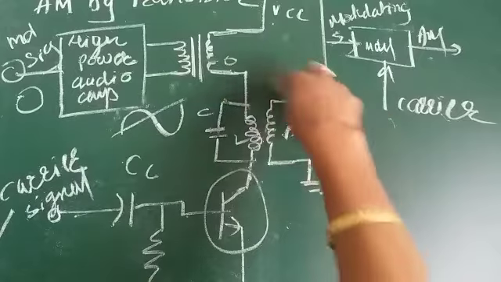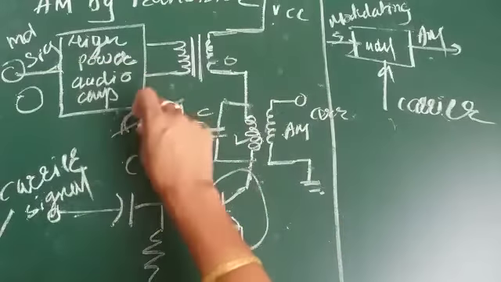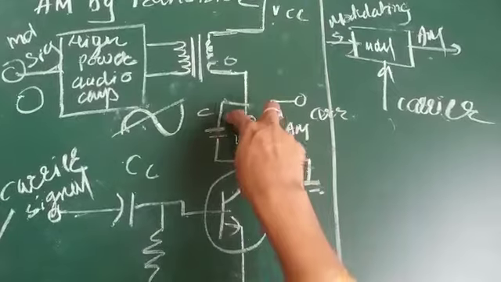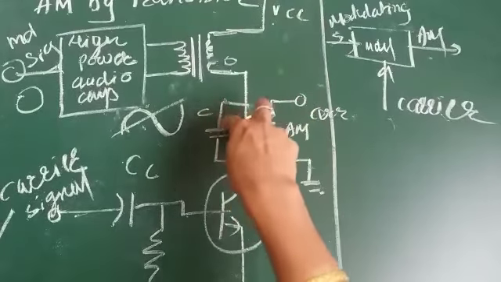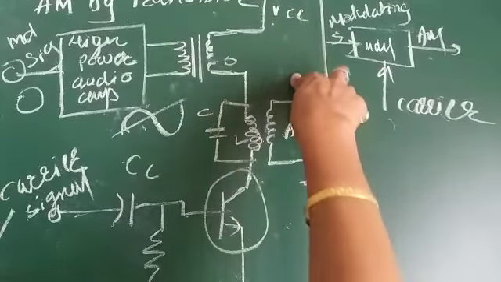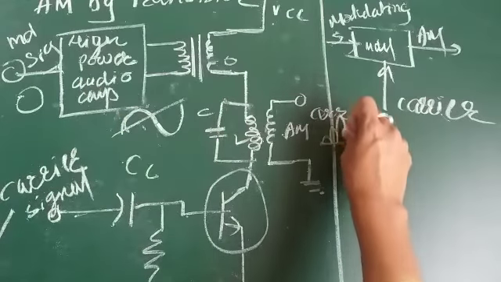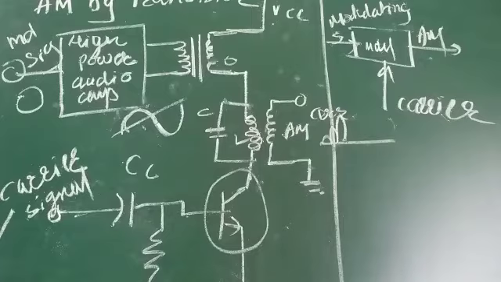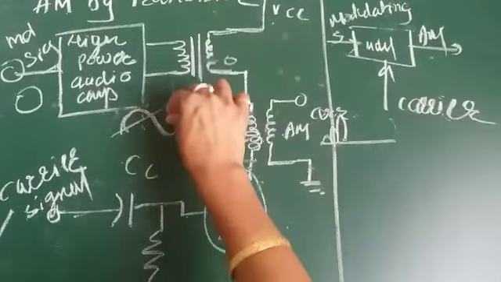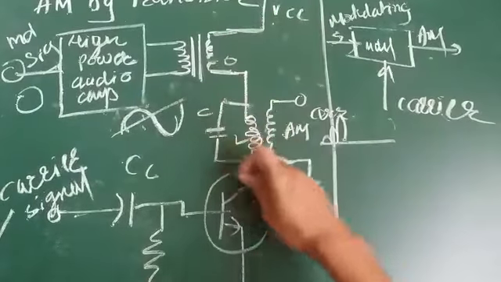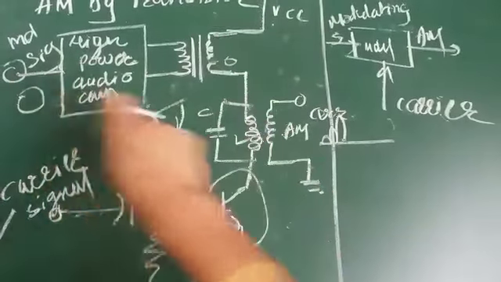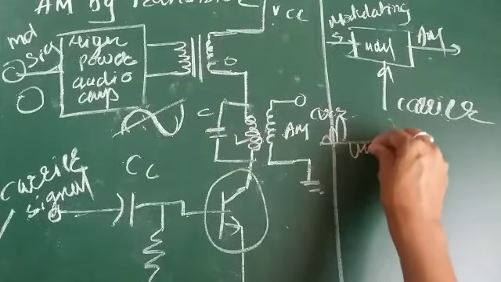For example, for the positive half cycle of the modulating signal, it will get added with the VCC and the carrier waveform voltage will vary according to the modulating signal and you obtain the amplitude modulated wave, that is positive half according to the positive half cycle of the modulating signal. During the negative half cycle, it will be subtracted from VCC and the carrier will be changed according to the modulating signal voltage, and you obtain the waveform like this.